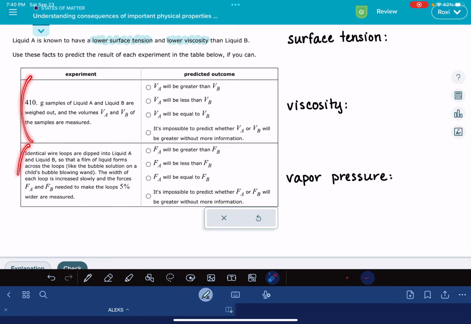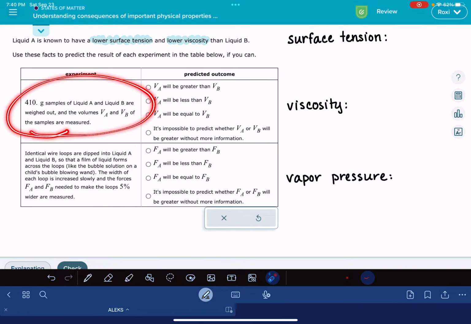So then you've got two different scenarios or two different experiments, and it would be really logical for you to assume that each one of these experiments pertains to one of the properties that ALEKS is talking to you about, maybe not necessarily in that order. That would be a logical assumption to make. Unfortunately, that is not always going to be the case.